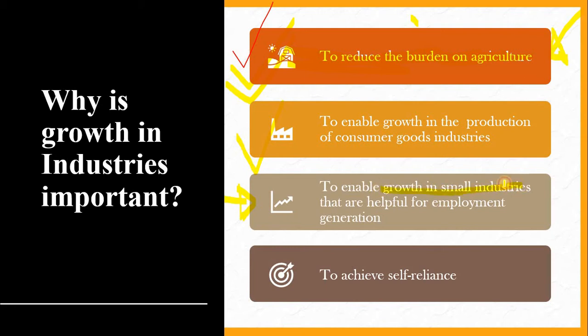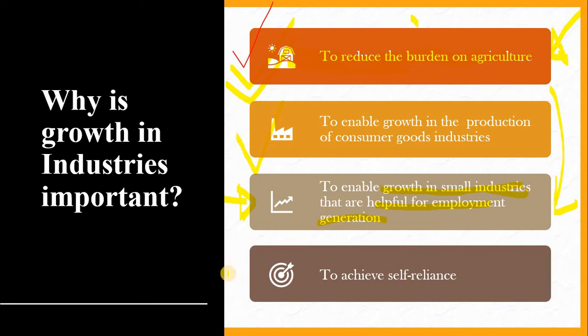Enable growth in small industries that are helpful for employment generation. As I already told you, it reduces burden on agriculture by giving employment in small scale industries. What are small industries? Agarbatti industry is one example for small industry. So these are all small industries, which occupy less area and require less capital, less equipments, through which they can produce some valuable goods and commodities. So this is the third.